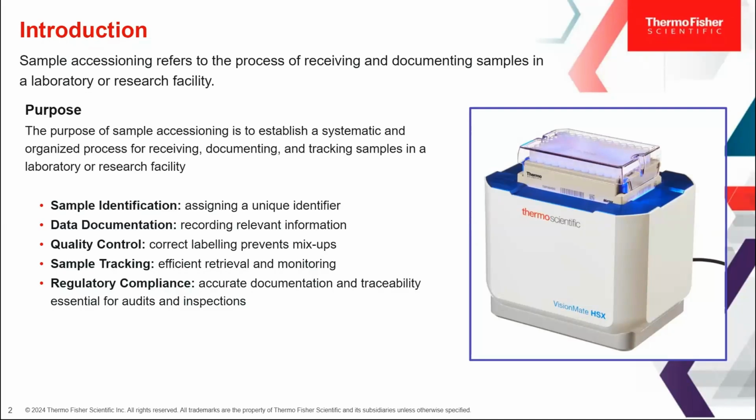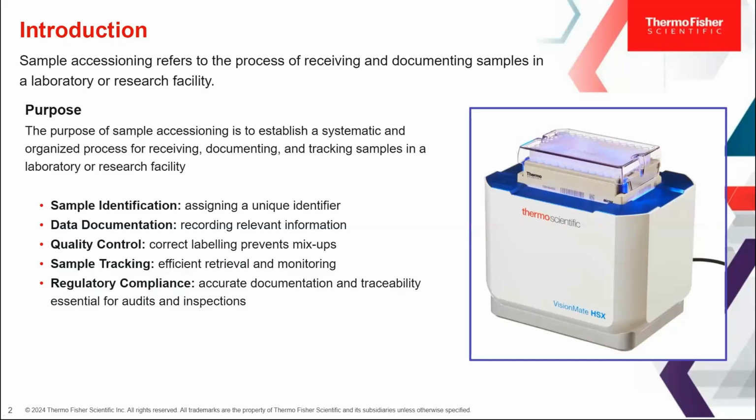So what is sample accessioning? Sample accessioning refers to the process of receiving and documenting samples in a lab or a research facility. It involves assigning a unique identifier or an accession number to each sample, recording the relevant information about that sample, and then ensuring proper storage and tracking. So the purpose of sample accessioning is to establish a systematic and organized process for receiving, documenting, and tracking those samples in a lab or a research facility.